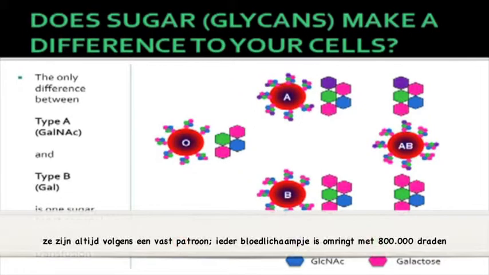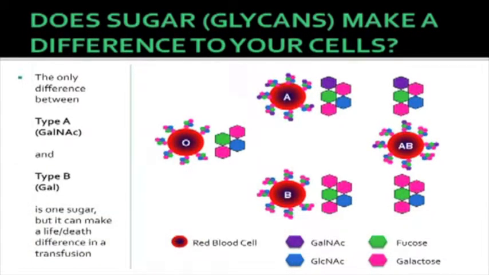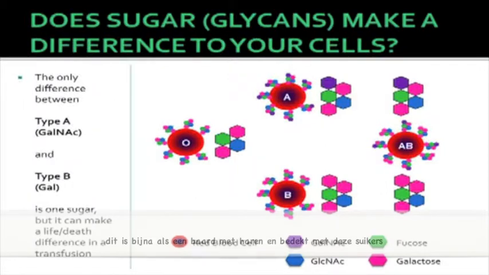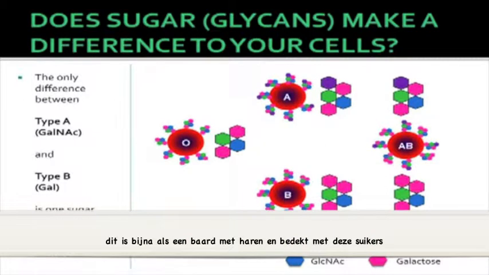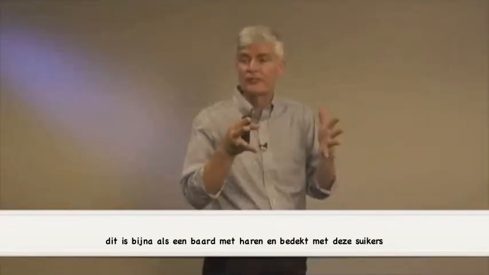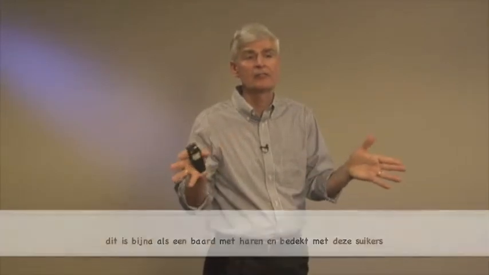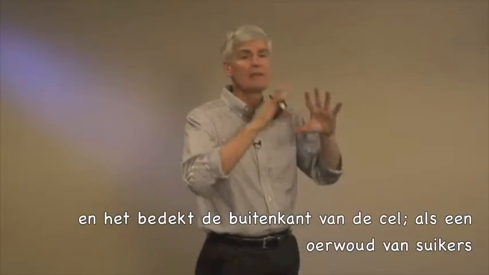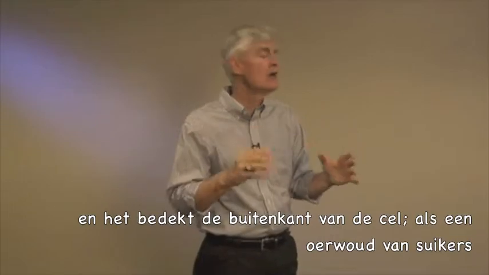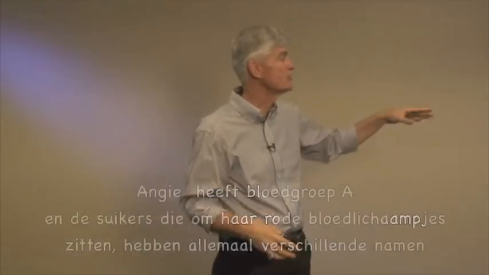And they're arranged in a particular sequence, and there's actually 800,000 strands around every single red blood cell. That's almost 1 million strands of sugar around every single red blood cell. That's like a beard. The whiskers of the beard are these strands of sugar, and it covers the face of the cell, a forest or a shroud of sugars.